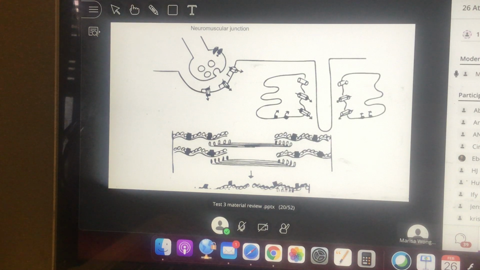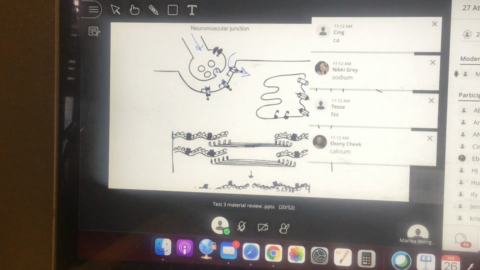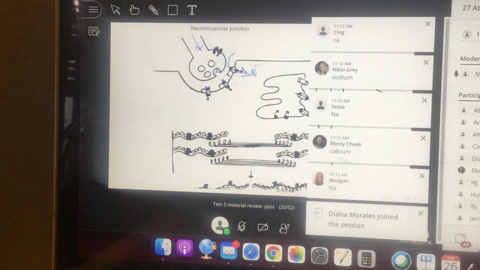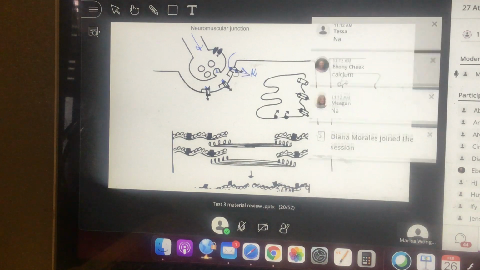But let's start by kind of talking through what has happened. We sent the action potential down the neuron. We released the acetylcholine. The acetylcholine bound to these chemically gated sodium channels on this side. And if the chemically gated sodium channels opened, what are they allowing into the muscle? Nope, not calcium. They're letting in the sodium, because that's an action potential, right?